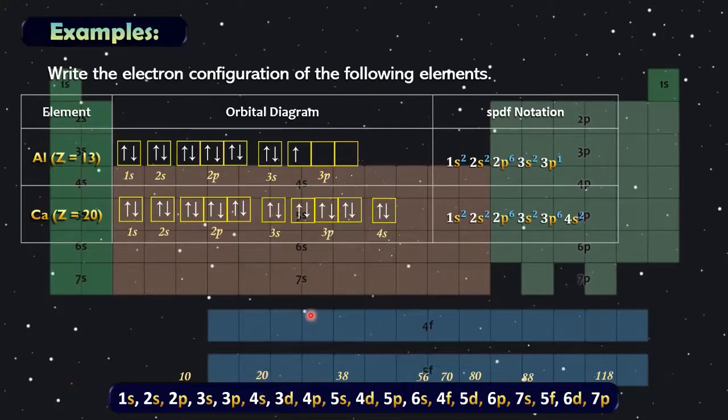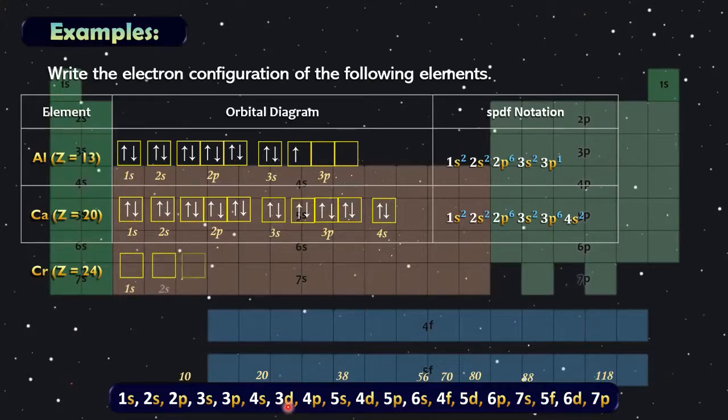Let's proceed to the third element, chromium, having an atomic number of 24. Now, for this example, class, we have an additional thing to take note of, since every rule has an exception. Since the atomic number is 24, therefore we stop at 3d, because 4s is 20. Let's have the orbital diagram.